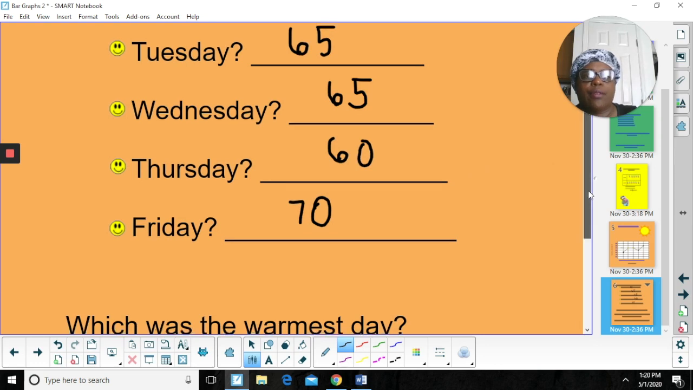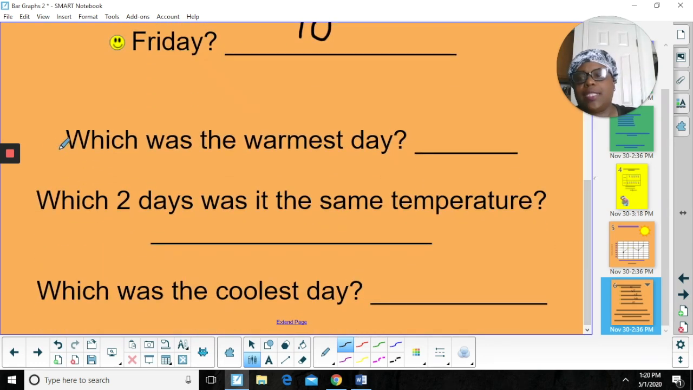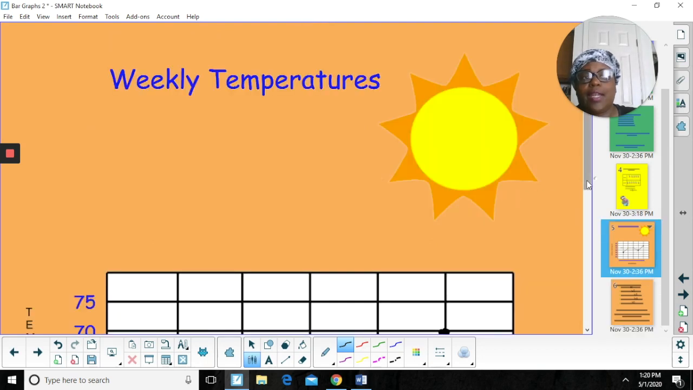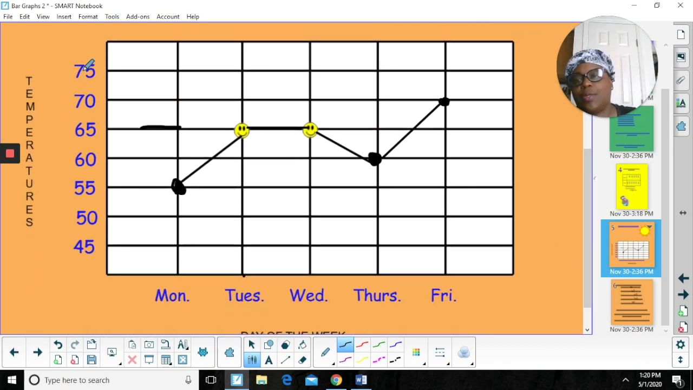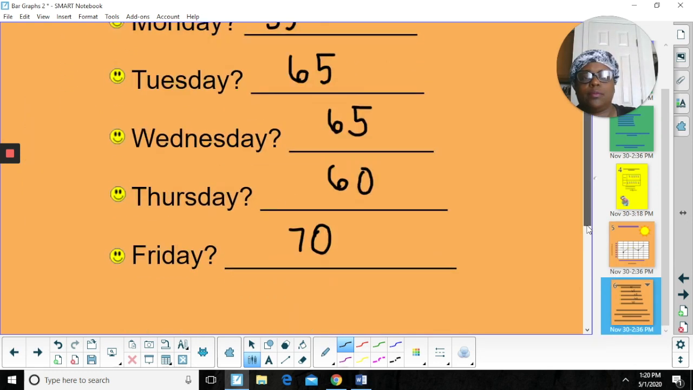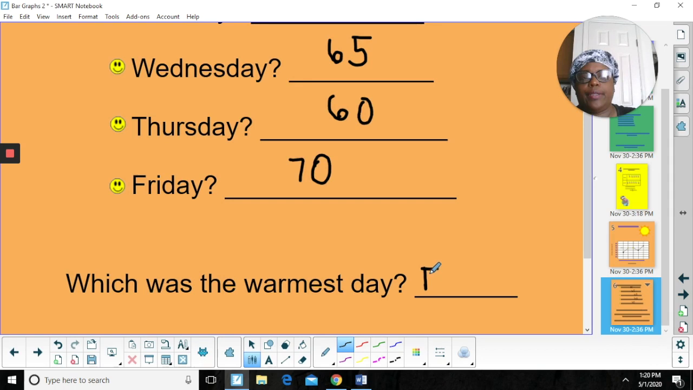All right. Very good. So now we're going to answer some more questions. It says here, which was the warmest day? Which was the warmest day? So let's look at our graph. Now, I know you kept this in mind. When I explained to you, I said, as we go up the graph, the temperatures get what? Warmer. So which day was the warmest day? And we're only comparing Monday through Friday. Which day was the warmest? If we go up the graph and over, which day was it? And then down again, Friday was the warmest day. Okay, let's write Friday in.